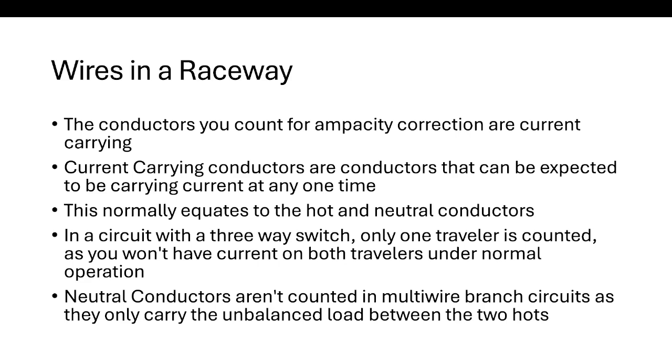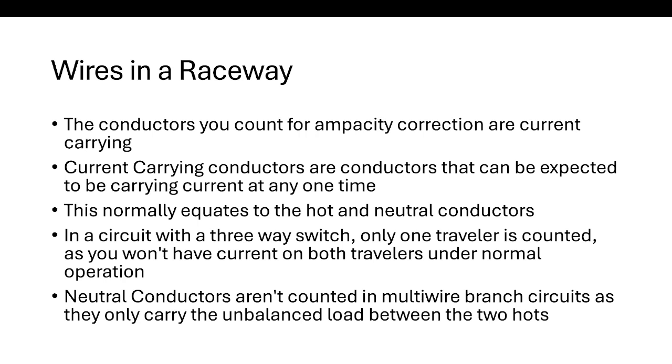So, wires on a raceway. The conductors you count for ampacity correction are called current carrying conductors, which are the conductors that can be expected to be carrying current at any one time, which normally means the hot and neutral conductors of a circuit. In a circuit with a three-way switch, only one traveler between your 3 and 4 ways is counted because you won't have both travelers carrying current at the same time unless your circuit is malfunctioning.